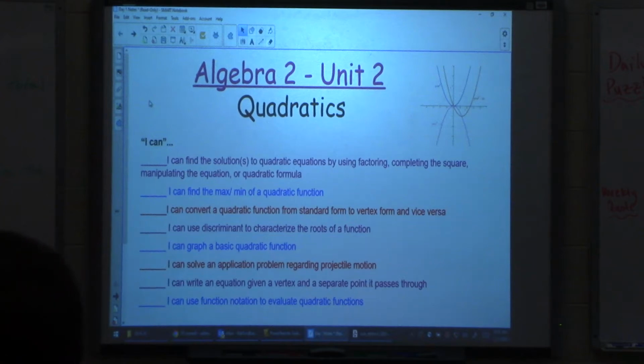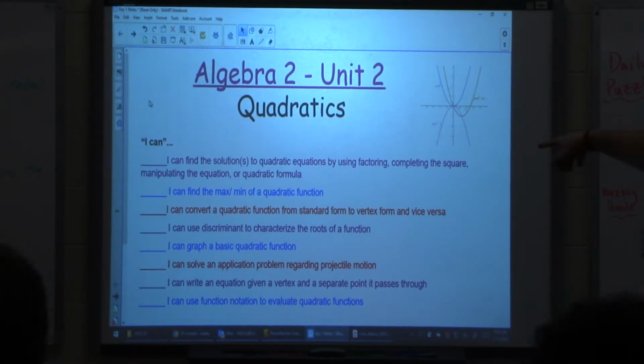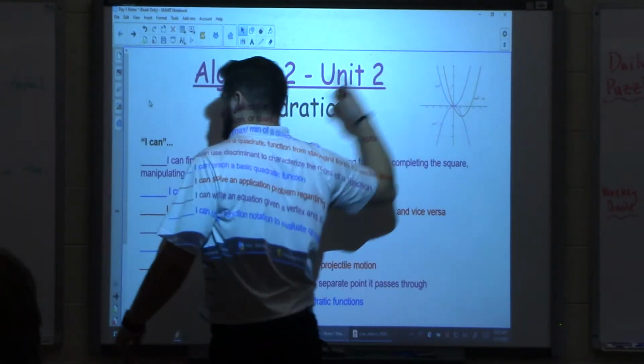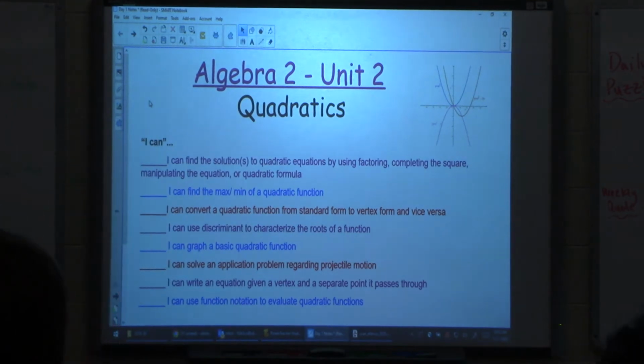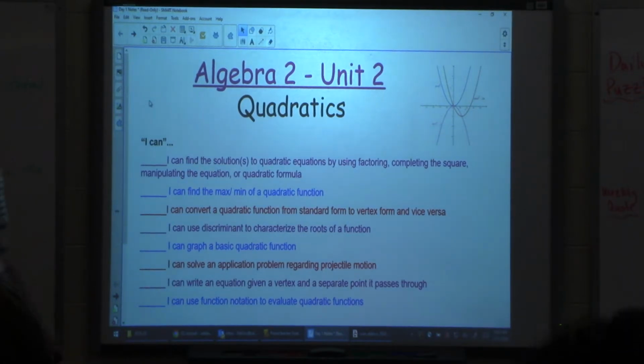Straight lines, quadratic equations, right? We're going to have parabolas that look like the one up there on the screen. Have you guys seen parabolas before? Did you talk about them in geometry? What? Parabolas, like a U-shaped curve on a graph?